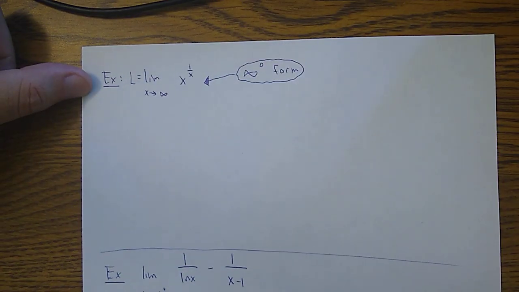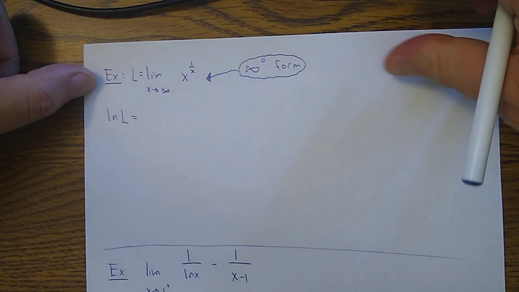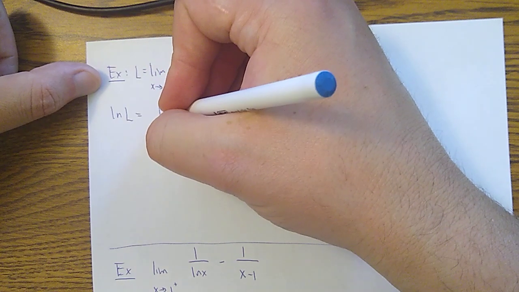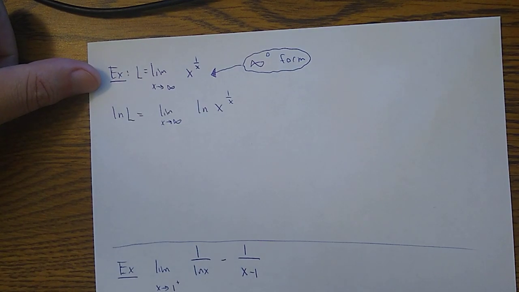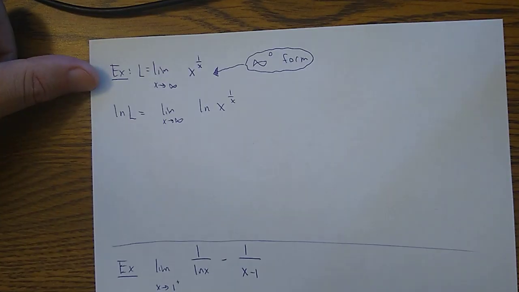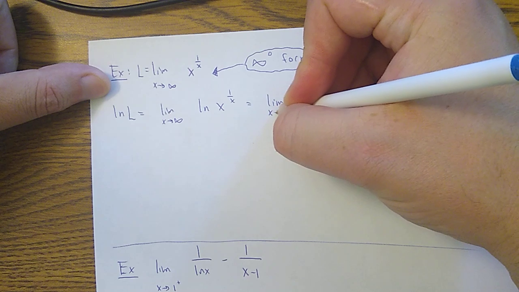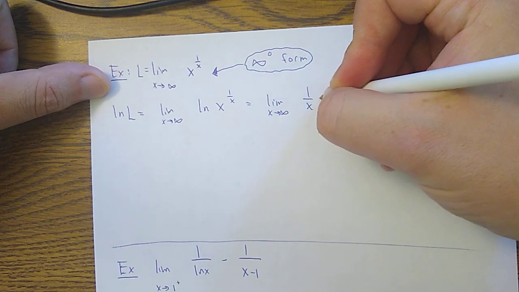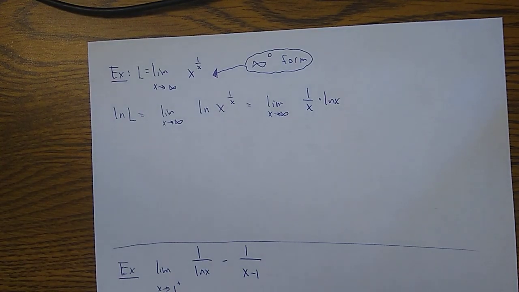So I'm going to call this L. And then what's the natural log of L? I just put a natural log inside the limit. And now I can use natural log rules. I can take the power down. Right? It's out of focus. There we go.